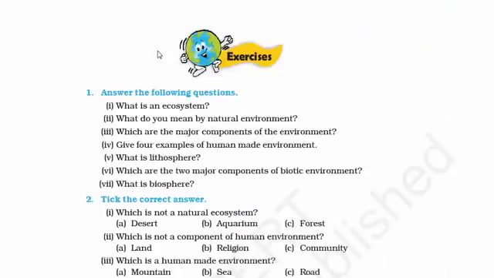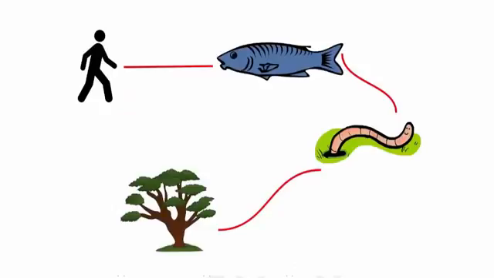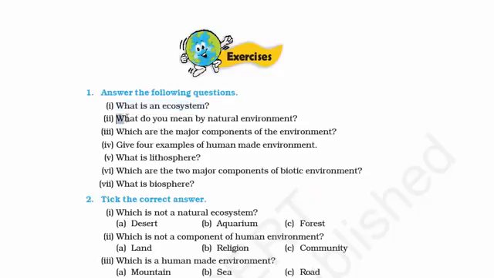With this, we have come to an end of the first chapter. Let us answer some questions. First question, what is an ecosystem? So ecosystem is nothing but an environment wherein organisms are dependent on each other. Second question, what do you mean by natural environment? Natural environment are those which have been created by its own. There is no involvement of human whatsoever, like landmass, river, ocean, mountains, etc.